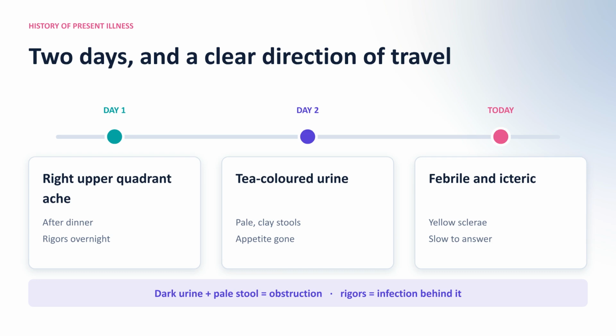Notice the pattern. Dark urine and pale stool tell you this is an obstructive picture. Bile is not reaching the gut, it is backing up. And the rigors tell you it is not merely backing up, it is infected. That distinction is the whole diagnosis.